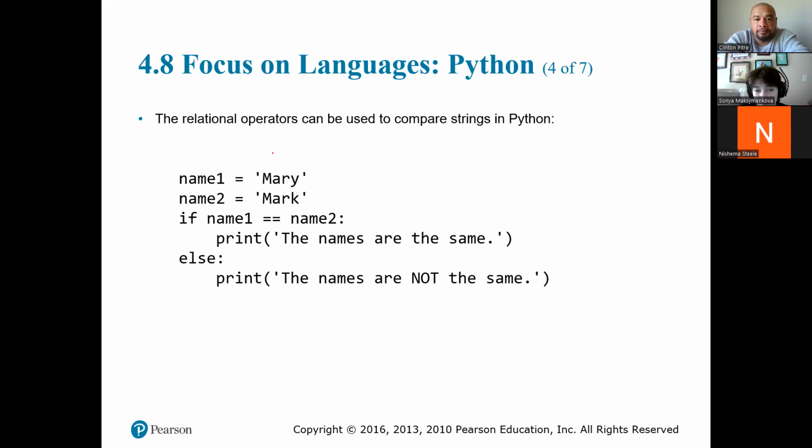We can use the relational operators to compare strings, and this is what you would do. You would put the double equal sign, again, to compare if the strings are equal to each other. So we have name1 equals Mary, name2 equals Mark, and if name1 equals name2, then we would print the names are the same. Else, we would print the names are not the same. So what do you guys think this piece of code will do? Will it go here or will it go here?